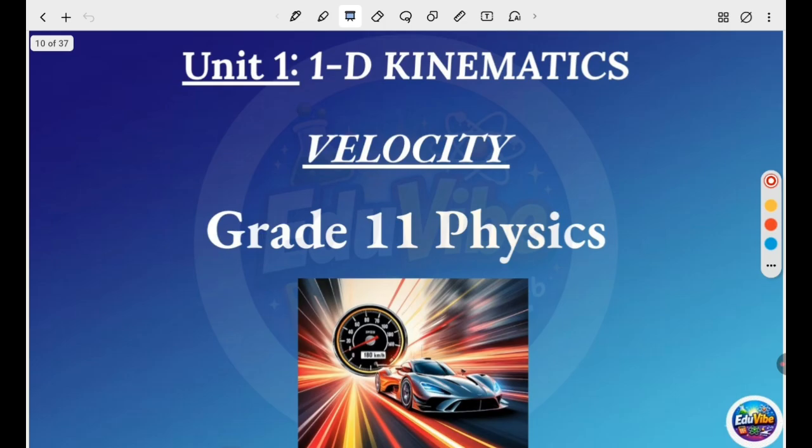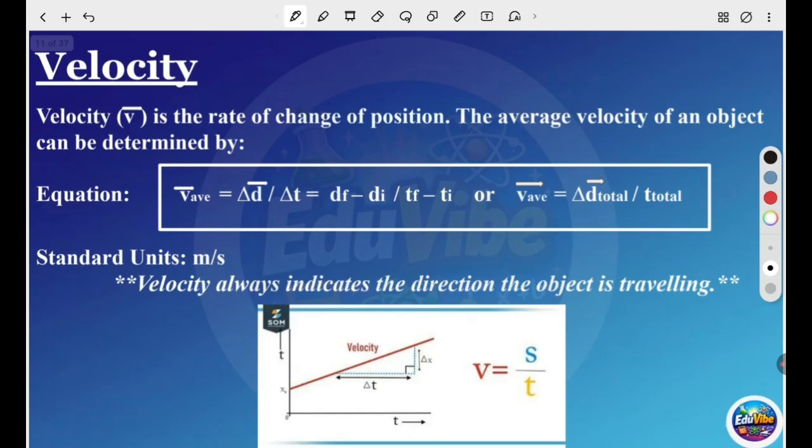Today we start with another topic of 1D kinematics, which is velocity. So let's start with velocity first. We know that velocity is a vector quantity, that's why we put a small arrow like this. Velocity is the rate of change of position. When the position changes, the velocity will occur.